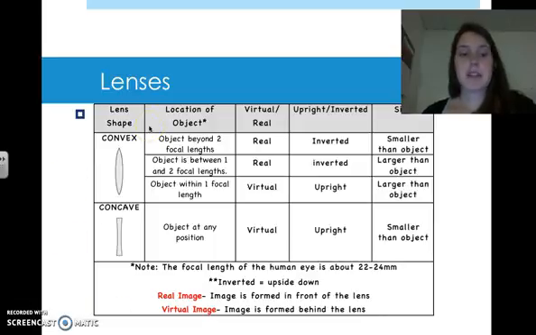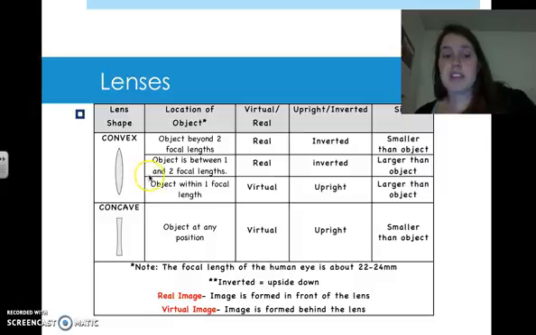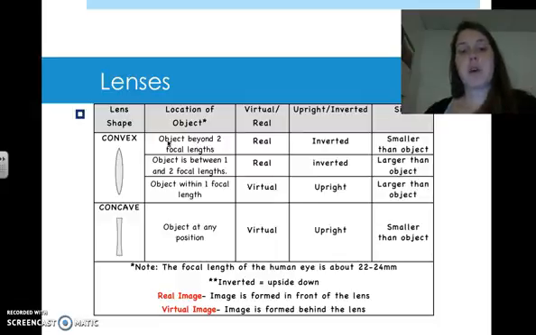How they determine that is whether we need the object to be smaller or larger, whether it's far away from us or close to us, and how we want it to look. So a convex lens is used if you're nearsighted, when the object is between 1 and 2 focal lengths, or within 1 focal length, so when they're close up. That's when we want things to appear larger to us, and we use the convex lens for that. Concave would be if we wanted it to look smaller.